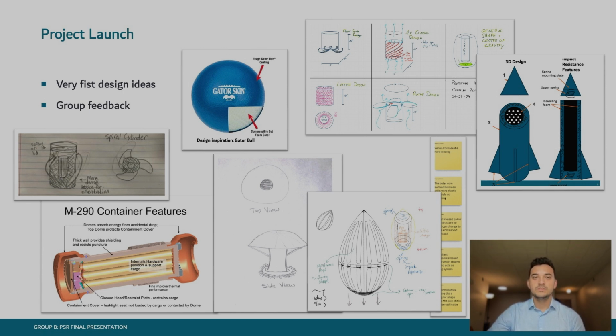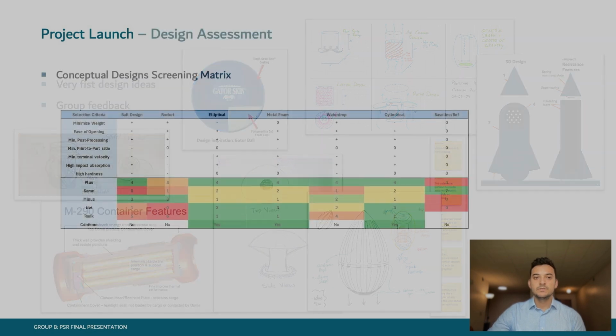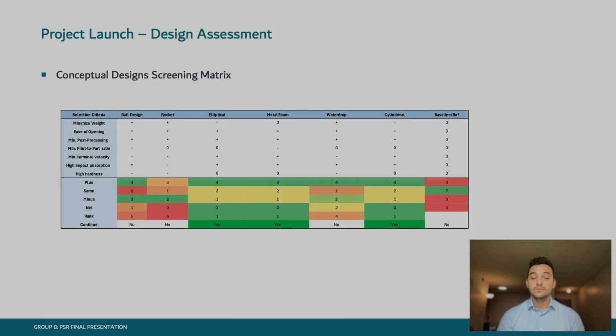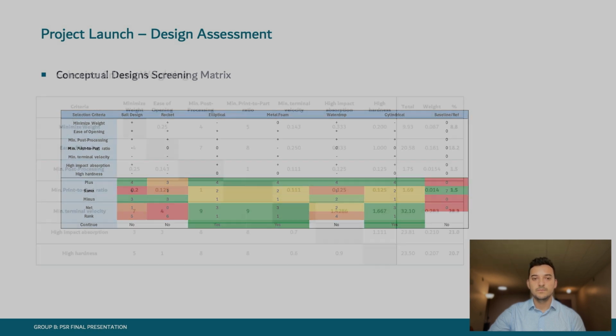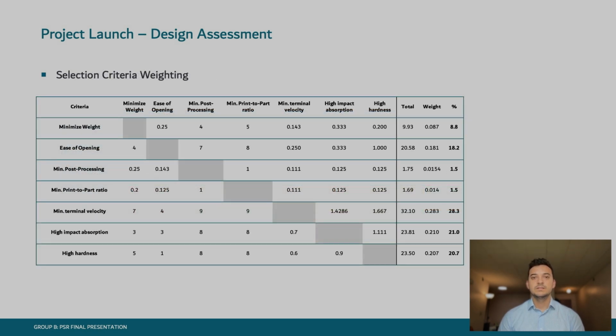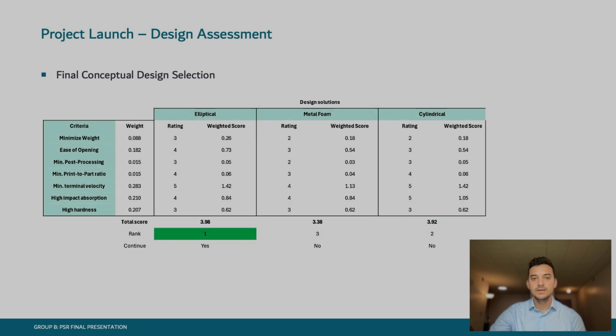We talked about those designs in a group and assessed them by using different matrices, such as the conceptual design screening matrix. We came up with 3 designs that we wanted to move forward with. After identifying these designs, we weighted the criteria to identify the most important one. Then in our final concept design selection, we chose one final design that was, from our point of view, the best one for this problem.